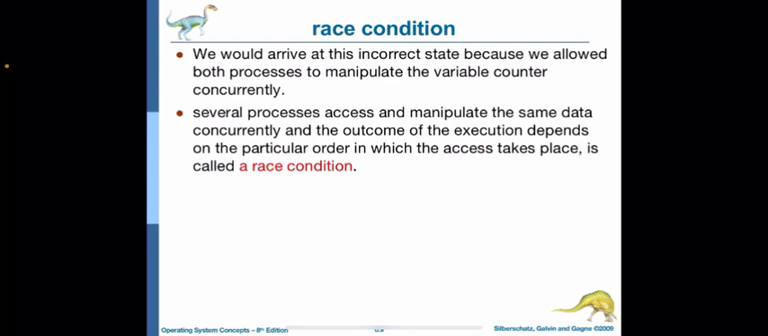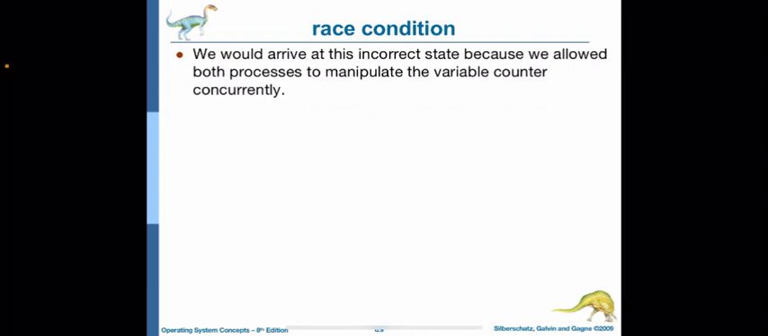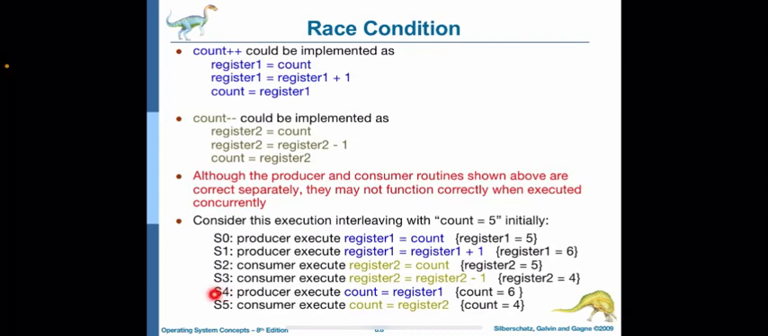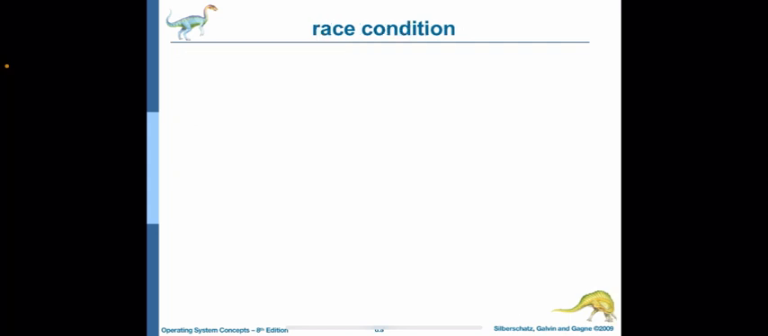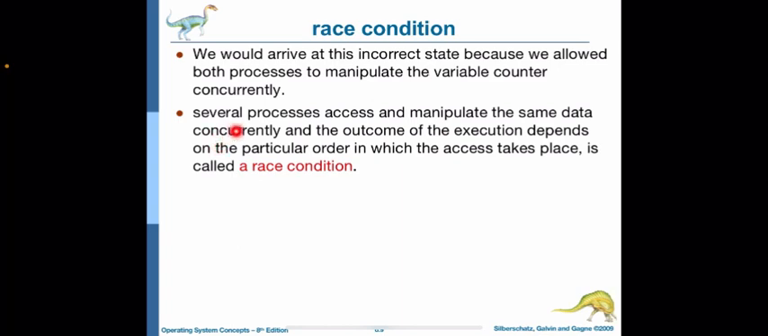So here in our example, last two instructions, right? That is S5 and S4. The outcome of our value of count purely depends on which one was executed last. If it is S5, the count is 4. If it is S4, the count is 6. And the actual value is supposed to be 5 itself, right? So that is the definition. Several processes access and manipulate the same data concurrently, and the outcome of the execution depends on the particular order in which the access takes place, is called a race condition.